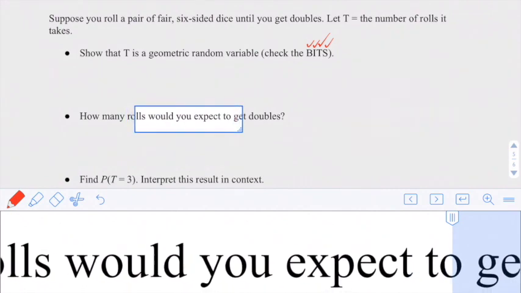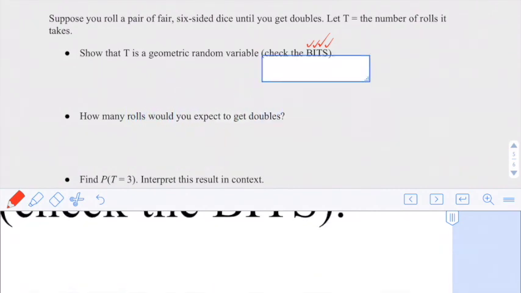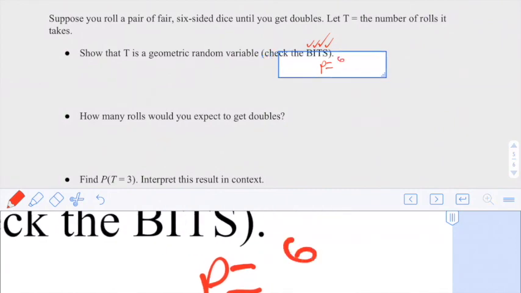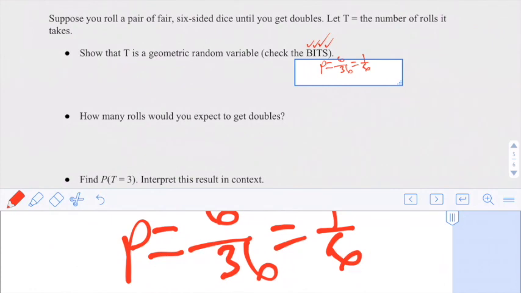How many rolls would you expect to get doubles? Well, we need that probability of success. Doubles would be 1, 1, 2, 2, 3, 3, 4, 4, 5, 5, 6, 6. So there's 6 ways to get it, out of all 36 ways we could roll the dice. So this is 1 out of 6. We've talked about that 36 before, so that's why I'm going quick.